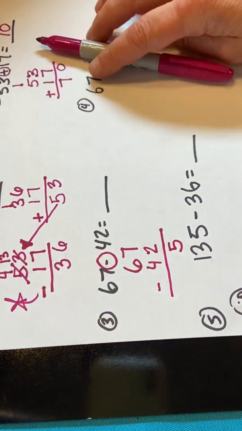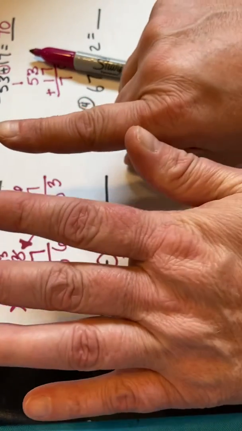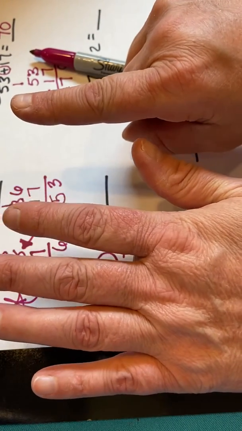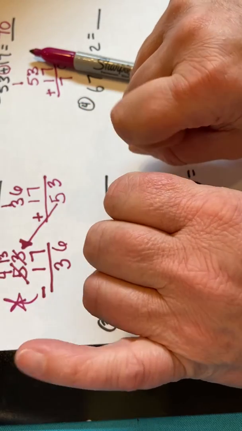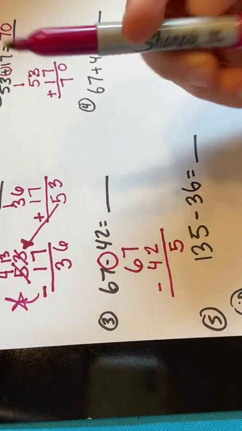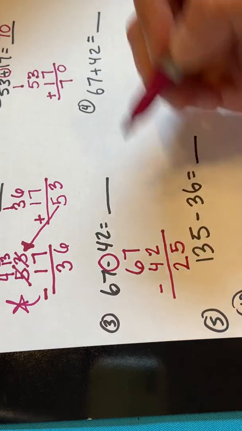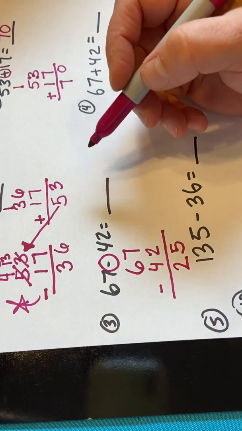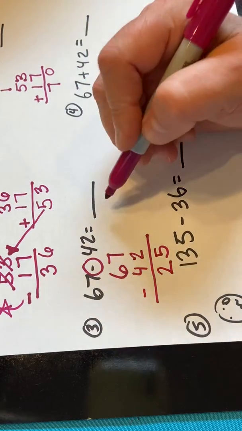6 minus 4. I'm going to use 2 hands for this. 6 minus 4, and that is 2. Practice getting your fingers to work for you. My answer is 25. I'm going to check it because it's subtraction.